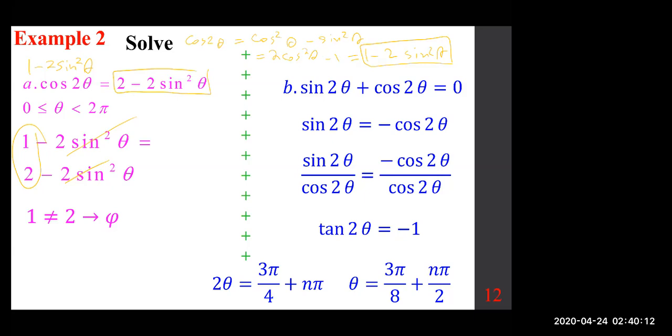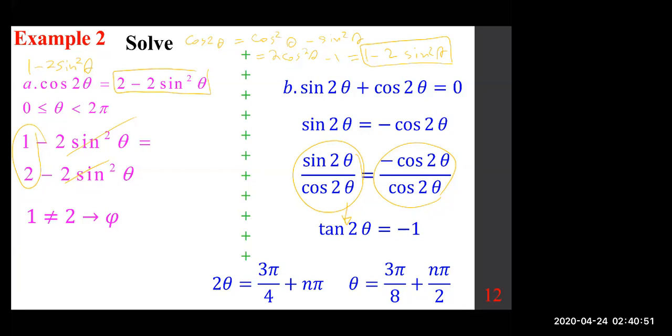Sine 2 theta plus cosine 2 theta equals 0. Generally speaking, if you have sine and cosine, you can take them to different sides and divide by cosine to change them to tangent. I want you to know that. So if you take cosine 2 theta to the other side and divide both sides by cosine 2 theta, this becomes tangent, and this becomes just a constant, -1. So tangent 2 theta is equal to -1.